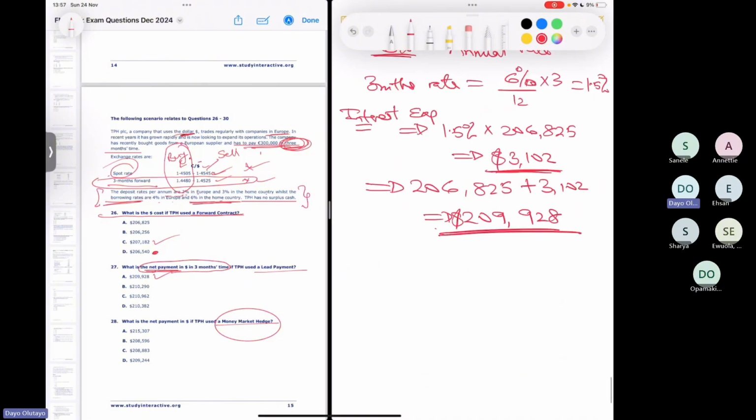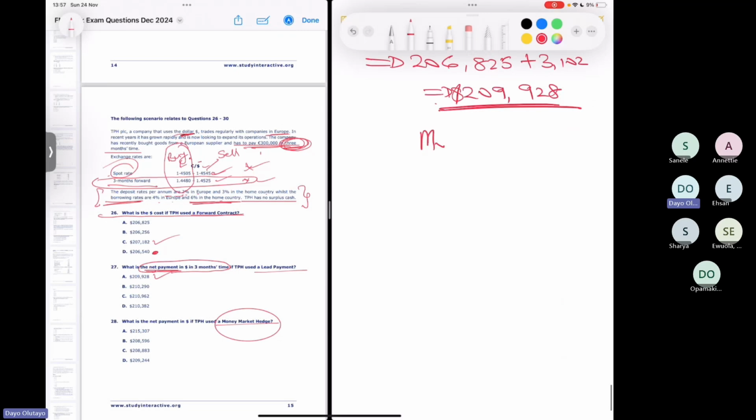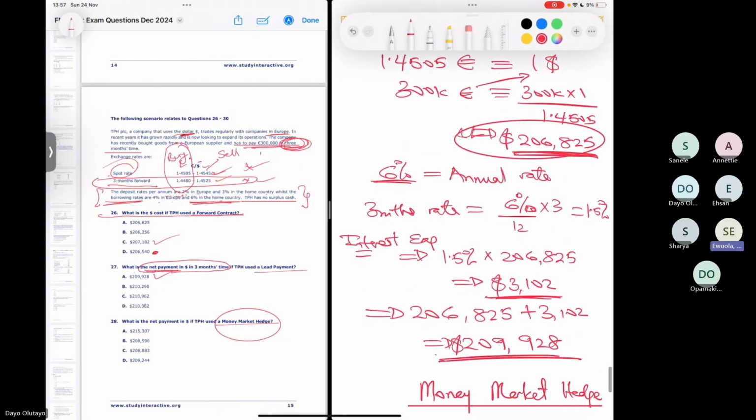Before we go to the last question, which is on money market. Sorry, before we go, I want to be clear. So are we assuming that because there's a lead payment, it automatically means that the company has to borrow to pay? Yes, the company has to borrow to pay because the question says there is no surplus cash. So if they have said there is a surplus cash, then they don't have to borrow. They will just use part of their money.